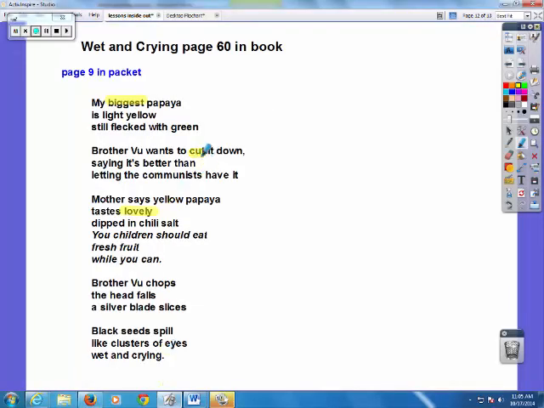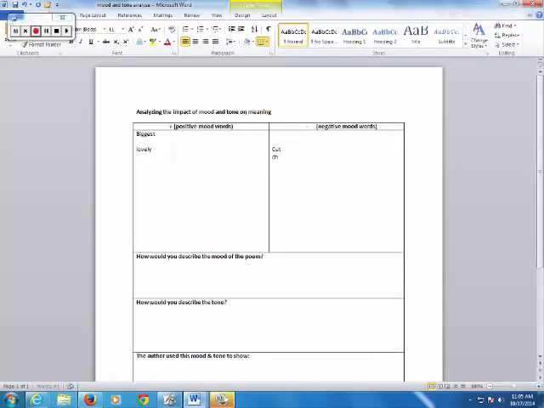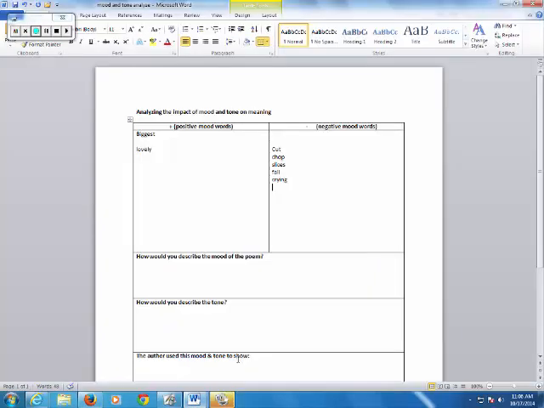So what jumps out at you? Cut, chops, falls, slices, blade, that could be negative. Spill, crying. So there's a lot of negative words. So cut, chop, slices, fall, crying, blade, spill.